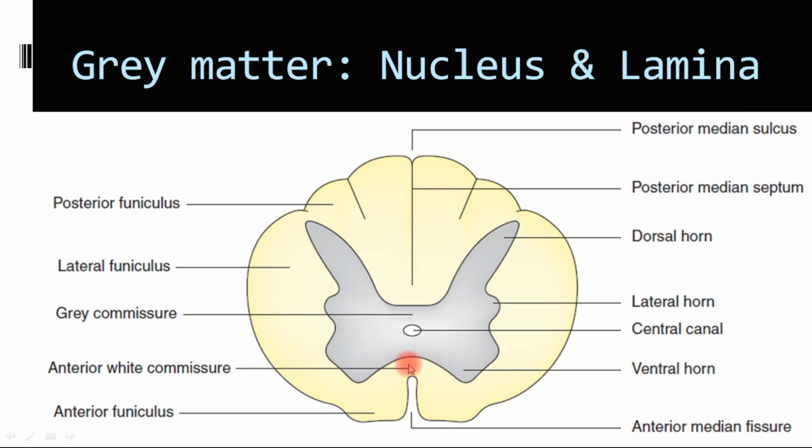Now coming to the gray matter. The gray matter, as we have said, is H-shaped gray matter present inside the white matter.